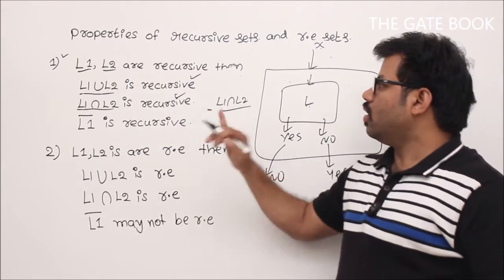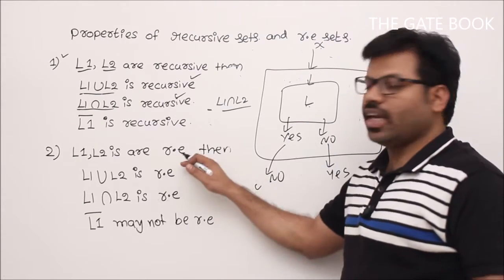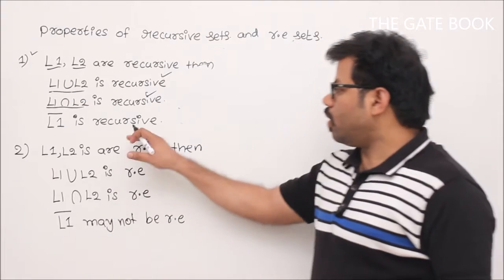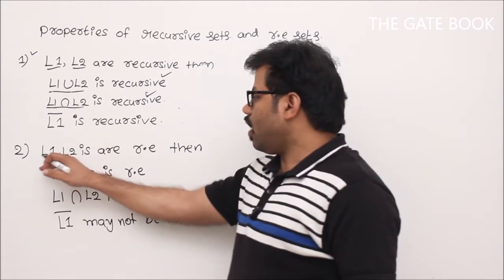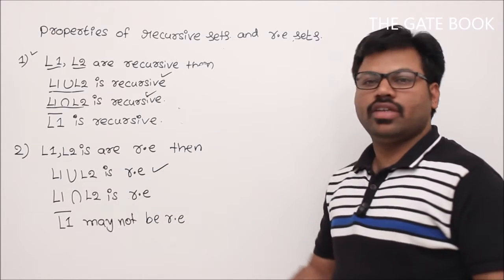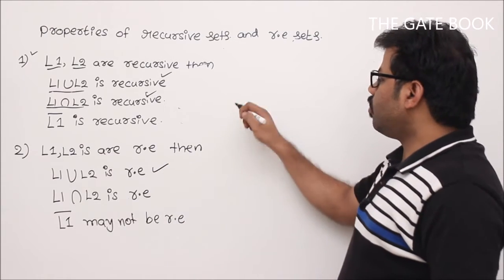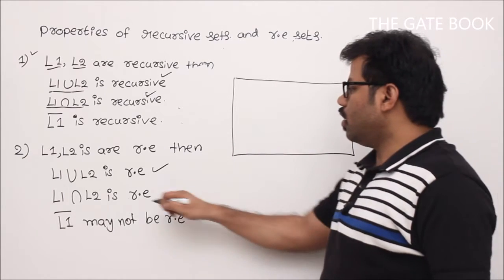This is about recursive languages. Now we will see the same story about recursively enumerable languages. Now we'll see closure properties of recursively enumerable languages. If L1 and L2 are recursively enumerable, then L1 union L2 is recursively enumerable. Why? For example, let's say you already have a Turing machine for L1, correct?